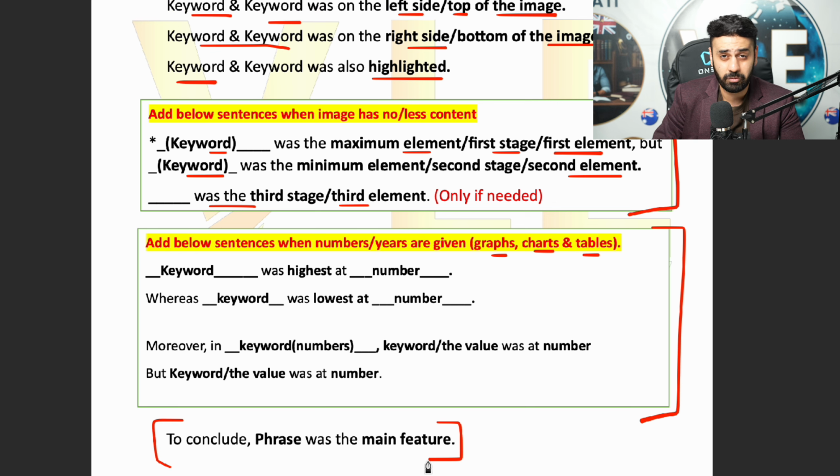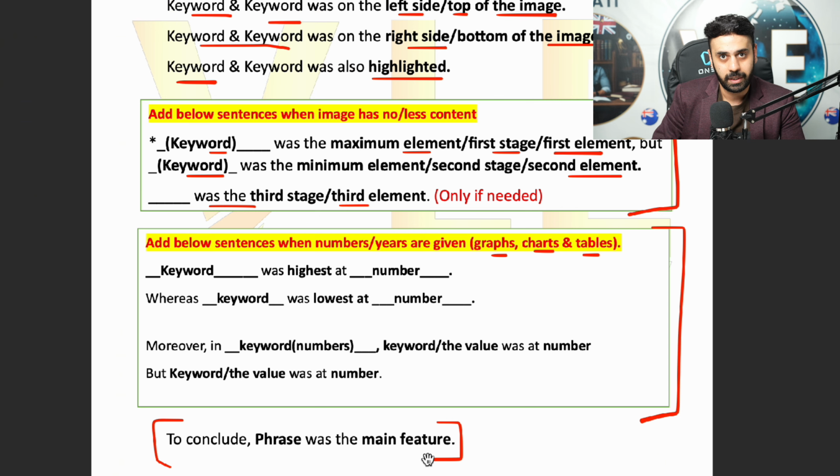This is what you have to do when you do not get any content in the image, or very little content. This is how you're going to speak moving onwards, because Pearson wants you guys to use some kind of trends, some kind of analysis from the image.